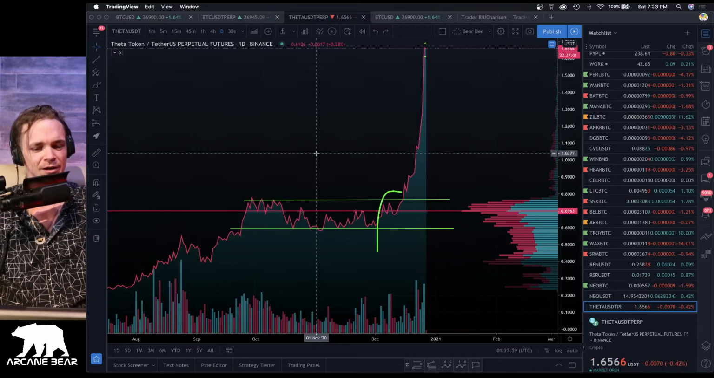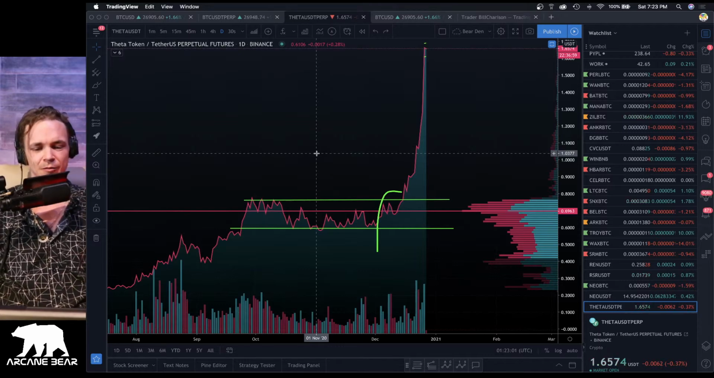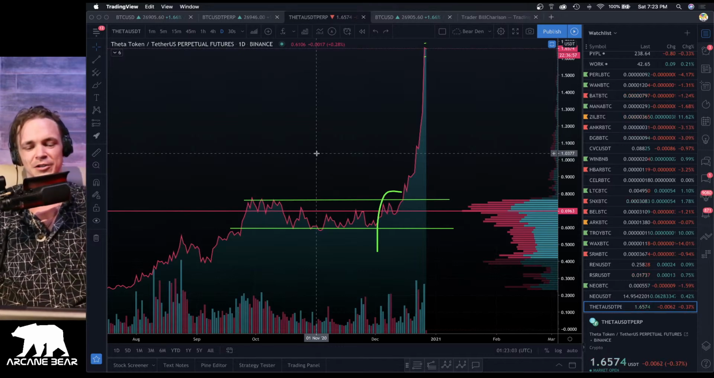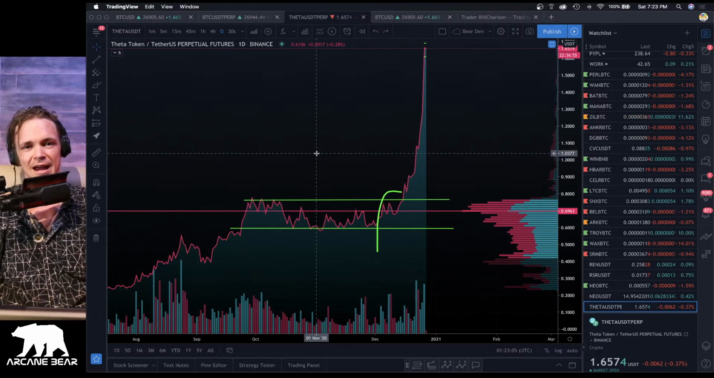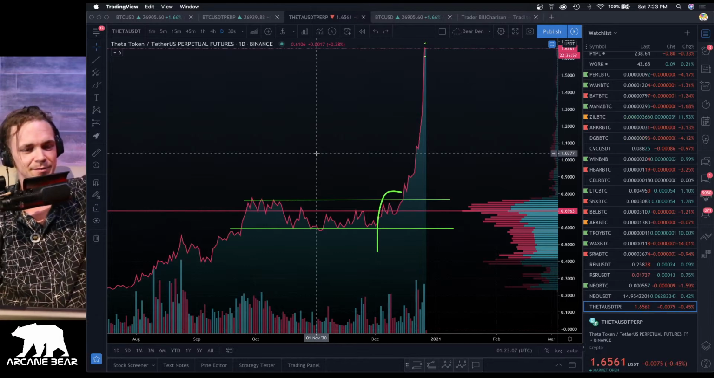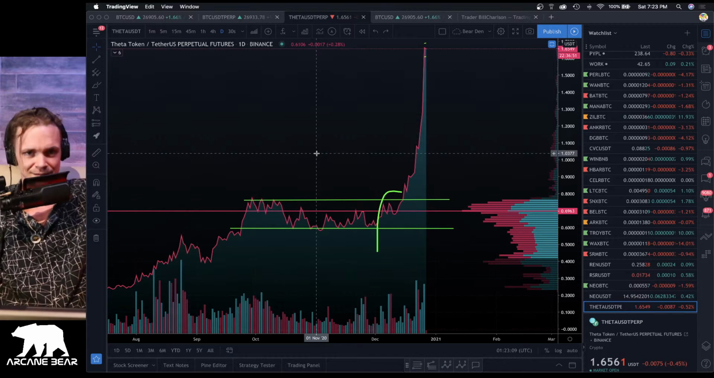You do not want more supply coming in when you are leaving the backup phase. No, you want less supply and higher prices, because then you have more demand and less supply, and then you leave the trading range.